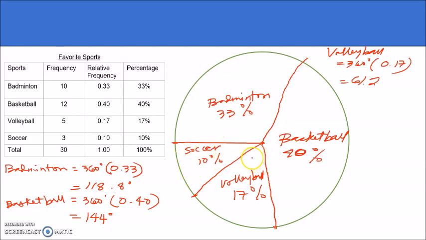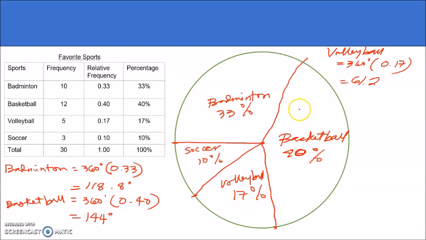Okay? So, let's analyze lang based on this one. So, pinakamalaking parte, that's 40% yung basketball. Yung second to the highest is 33%. Next, yung volleyball, 17%. Okay? And soccer. Ayan. So, proportional yung size ng parts ng pie chart natin dun sa percentages nila.